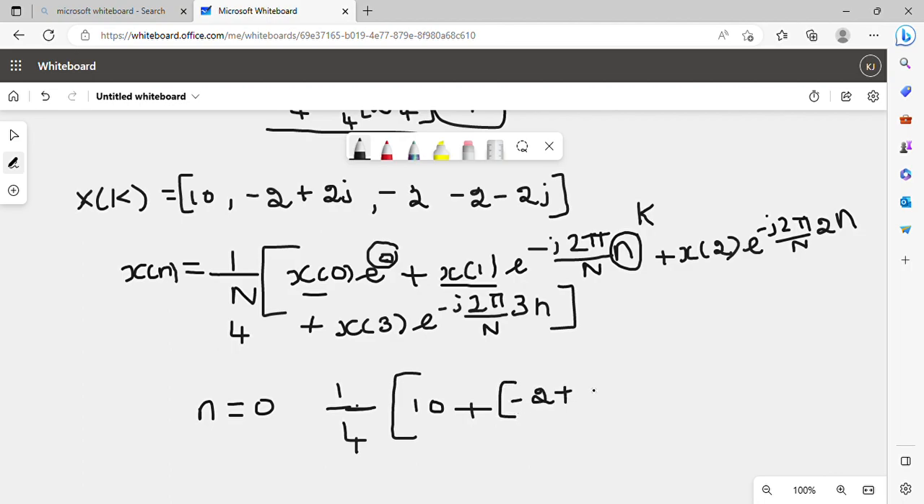Why is all this the same? Because you are substituting k is equal to 0, and if you substitute k is equal to 0, your n is equal to 0, so you are going to get e to the power of 0, which is equal to 1 for all. That is why your resultant will be the same, that is plus of minus 2, plus of minus 2 minus 2j.